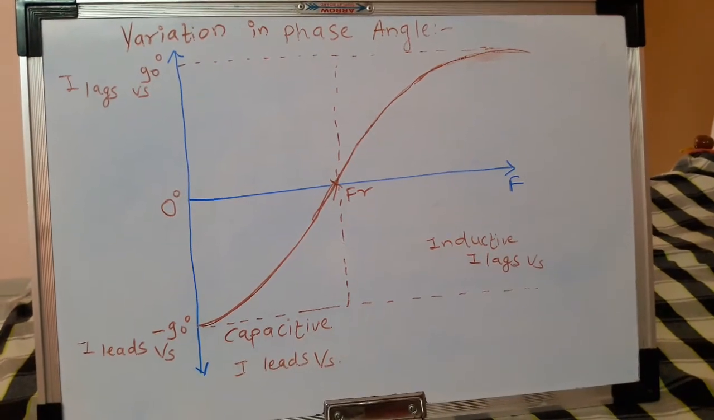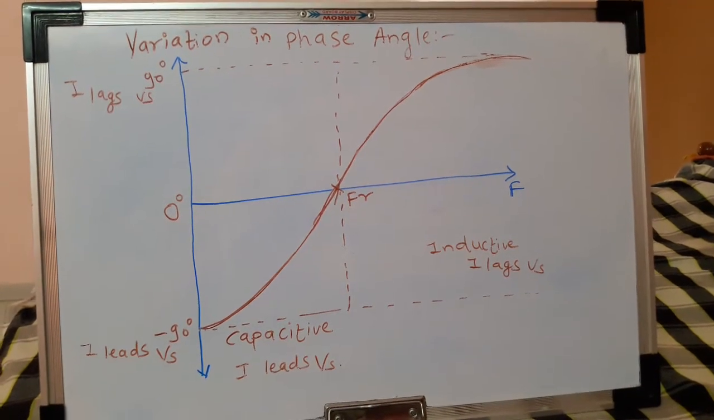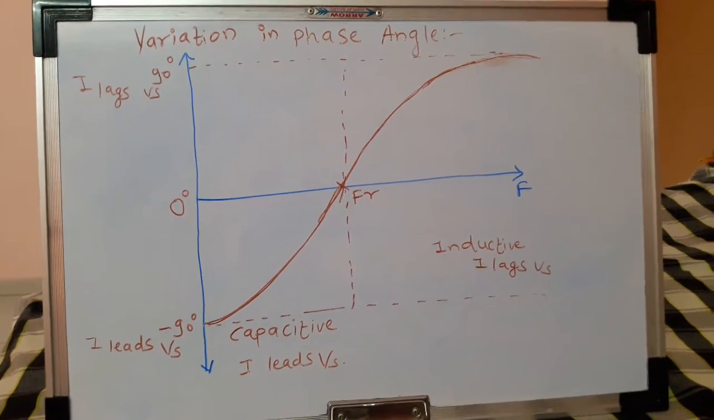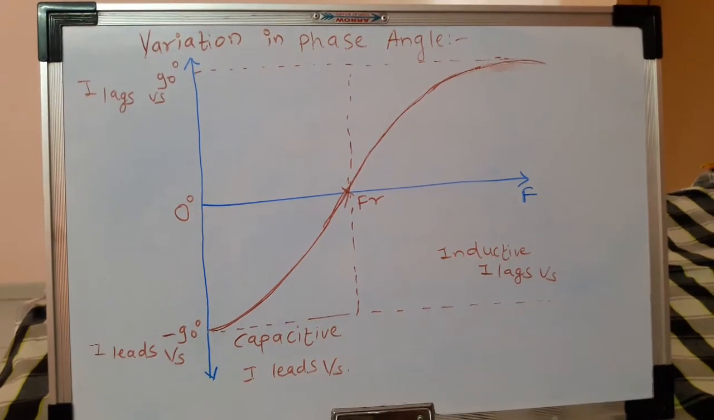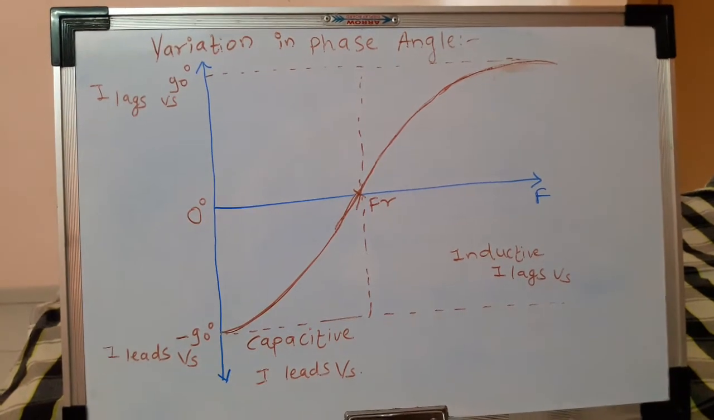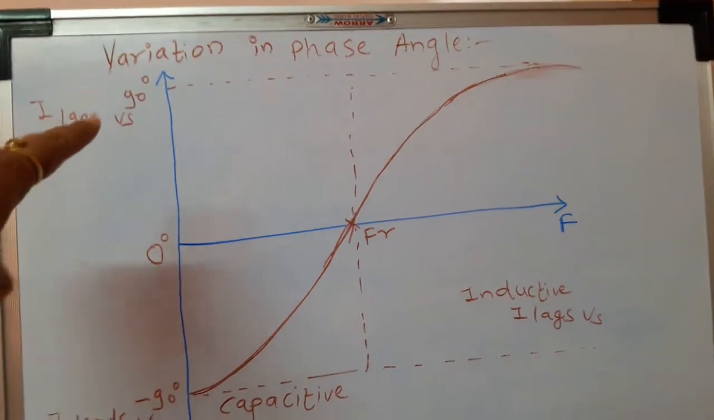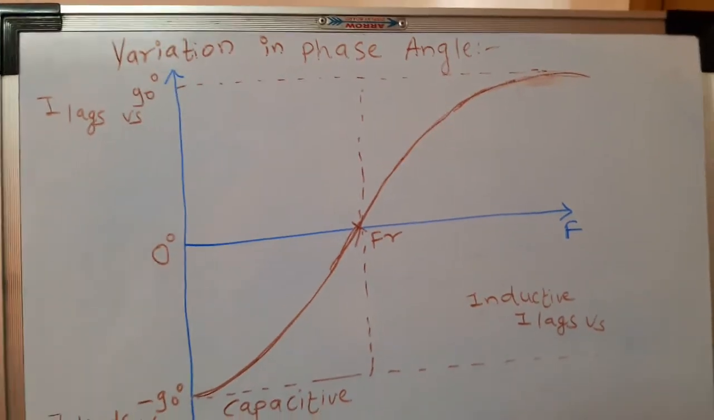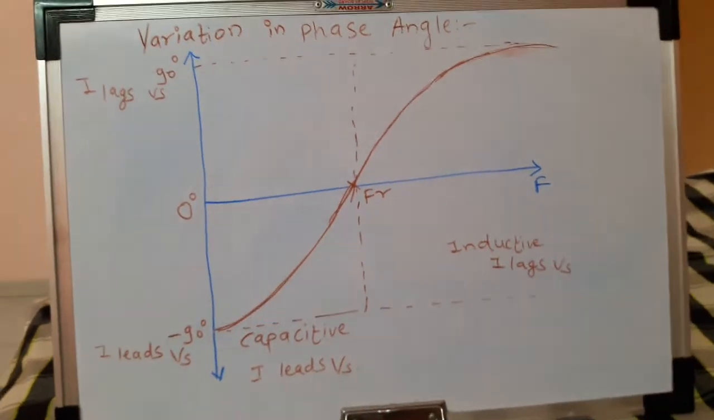On the x axis, as an independent parameter, we will have frequency, and on the y axis we will have phase angle. This phase angle is between plus 90 degrees and minus 90 degrees. See, on the y axis the range is between plus 90 degrees and minus 90 degrees. Now, how to plot this phase relationship with respect to frequency?